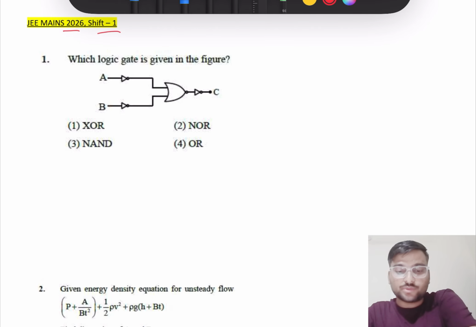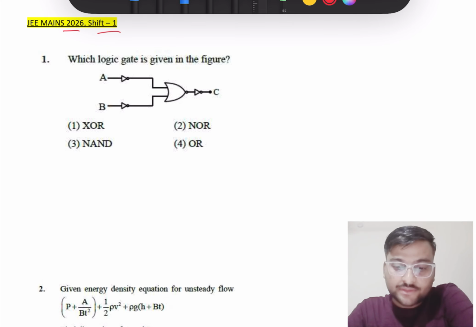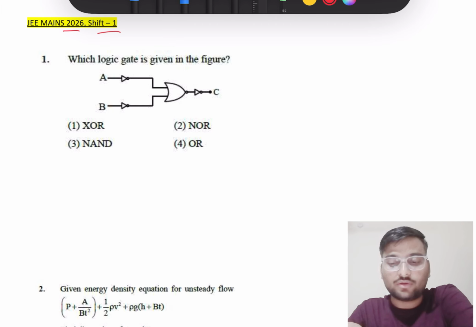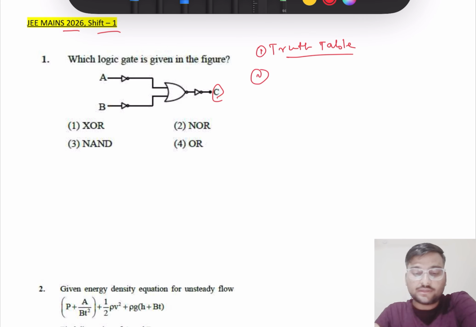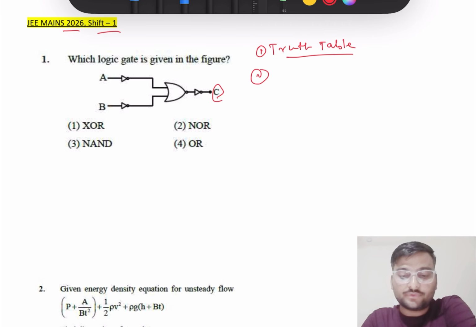Okay, so the first question is of logic gates, and we have to find what the output of this logic gate is, meaning what is the final output at point C. This question can be done by two methods. First is by truth table, and second is the analytical method.